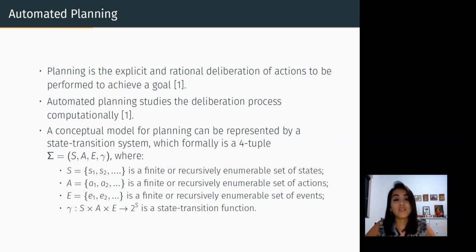Actions are transitions controlled by the plan executor. On the other hand, events are transitions that correspond to the dynamics of the system, and they cannot be controlled. Both actions and events show the evolution of the system. There are a lot of planning algorithms to solve these planning problems.